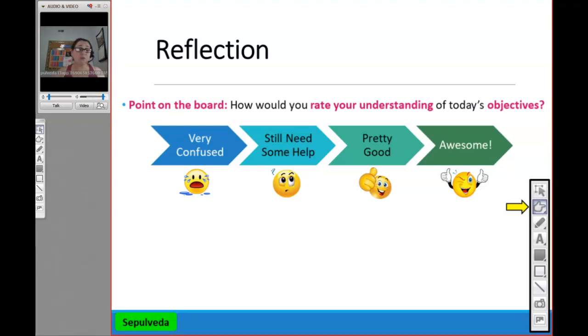So I'm going to give you your whiteboard tools. Are you feeling awesome? Are you feeling pretty good? Still need some help, or very confused? Go ahead and use your whiteboard tools to let me know how you are feeling about today's lesson. Woo! Everybody looks like you are doing excellent. Nice job. I am so happy to see that everybody is feeling pretty awesome.